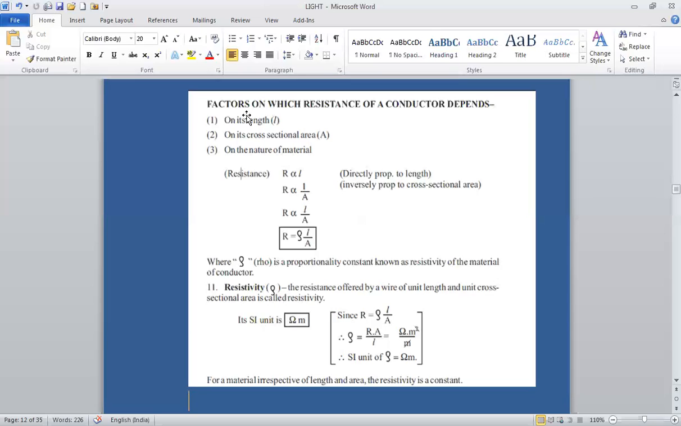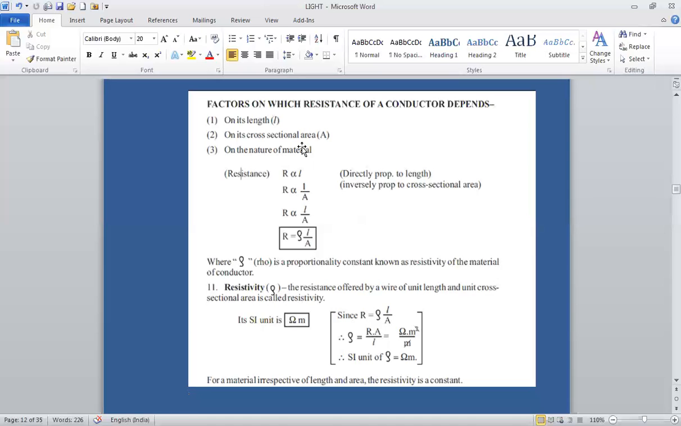Now, the second is, how does it depend on the cross-sectional area? Suppose we take a conducting slab or wire of length L and area of cross-section A, of three different types. Then how will it happen?